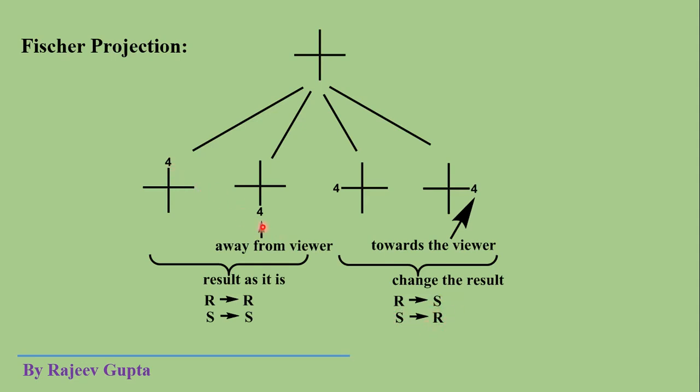So in Fischer projection we have to remember these things. This is the chirality rule associated with Fischer projection. For Fischer projection we will consider this: we will move from 1 to 2 and 2 to 3, and also we will see the presence of the lowest priority group, whether it is on the vertical or the horizontal.